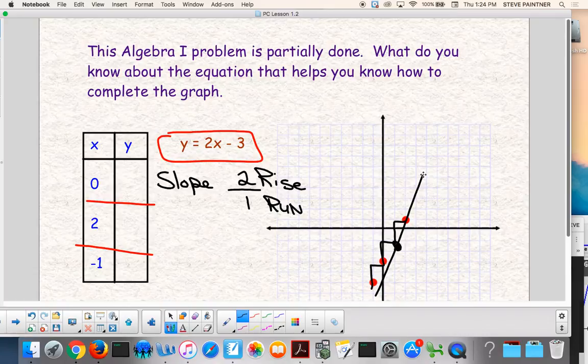Where'd you find this? Why did you say the slope was 2? It's the x. It's the coefficient. So it's the number, it's the coefficient in front of x, isn't it? Okay, good. So that part we knew. Anything else? -3 is the y-intercept.